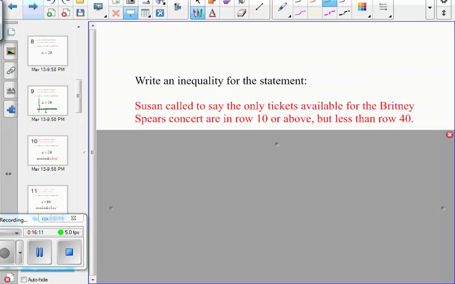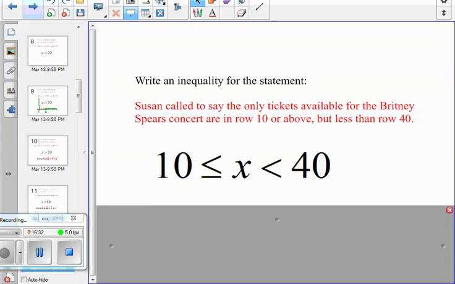All right. Susan called to say that the only tickets available for the Britney Spears concert, which I know that you were looking forward to, are in row 10 or above, but less than row 40. Write me an equation. That's actually two equations. You guys can see it already? Okay, did you see that then?